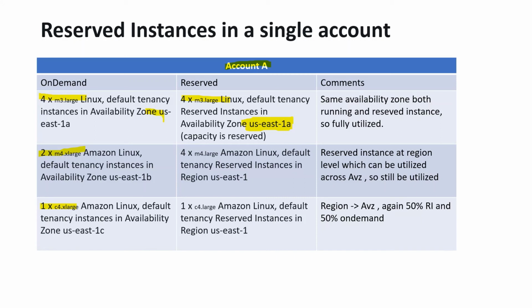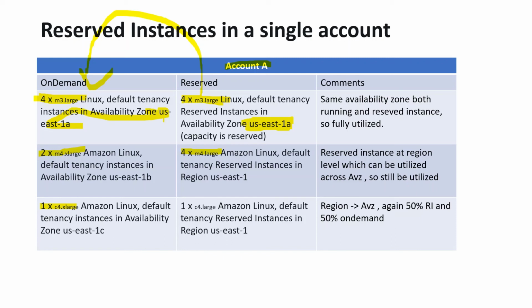On the other hand, we have a 4 by m4.large. Okay, let's see how the RIs will be applied. So here this is 4 by m3.large. This is also 4 by m3.large. So there won't be any on demand. The RIs will be used for this on demand, which is good, and this will be applied as both are in the same availability zone.